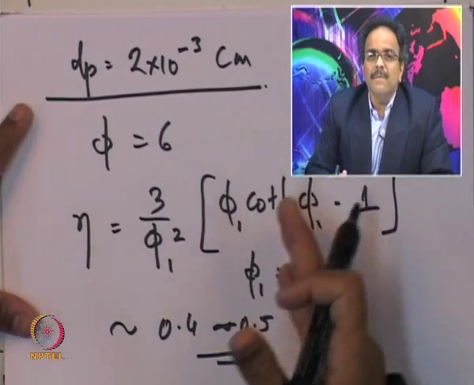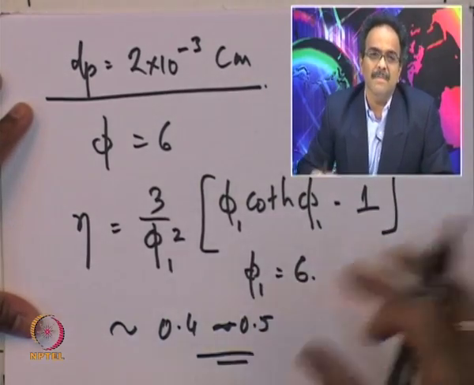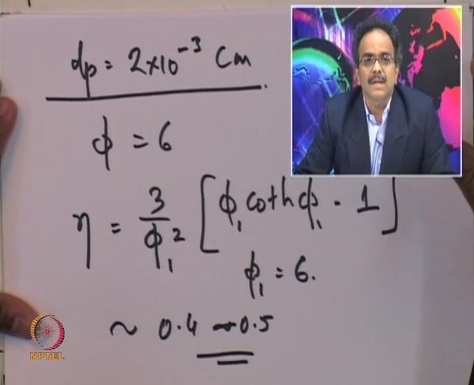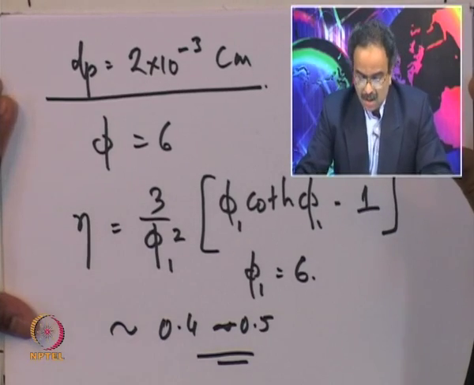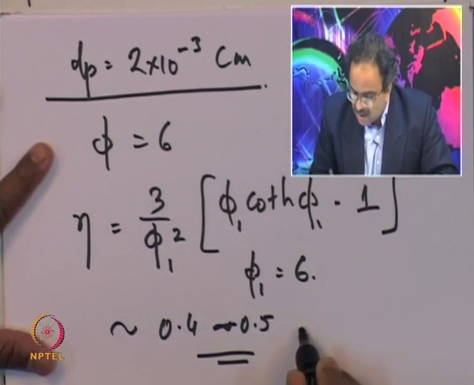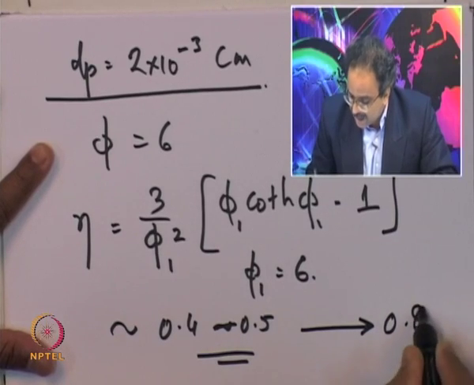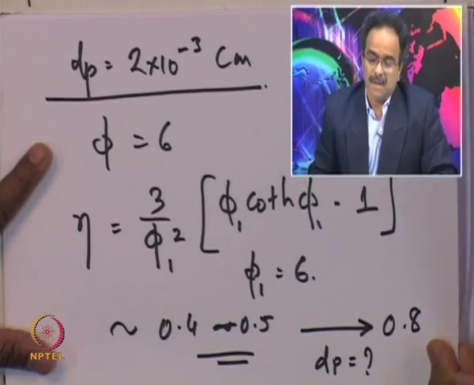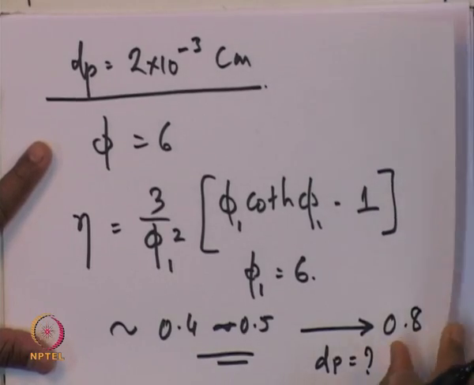Okay, it won't take much time to numerically solve this problem, but I am trying to convey what is the meaning behind all this? Okay, that is more important. Right? Now, if I want to take this value of effectiveness factor to 0.8, this is dp I need to vary. Okay, fine. So, in order to vary dp, what do I need to do?